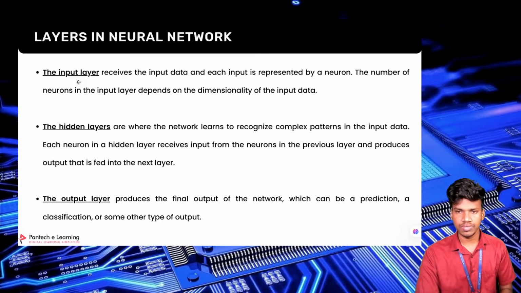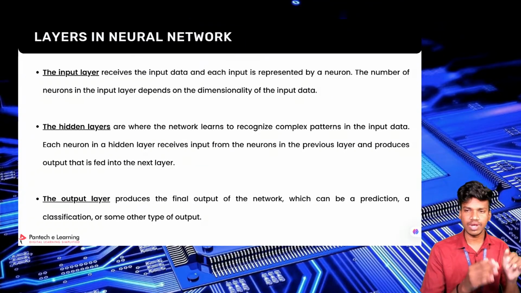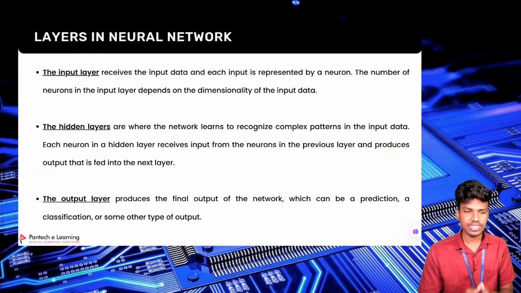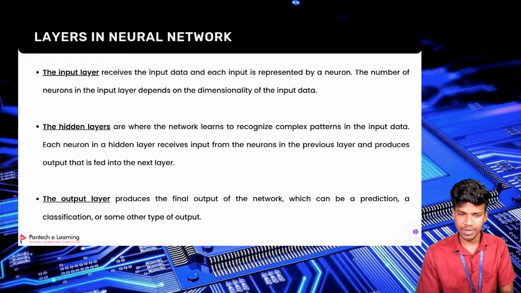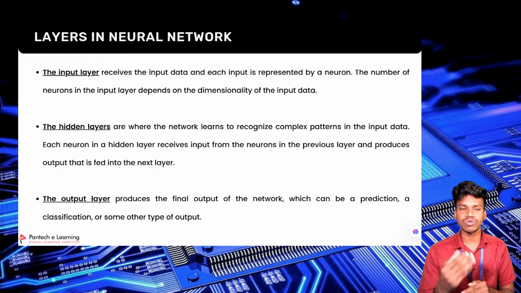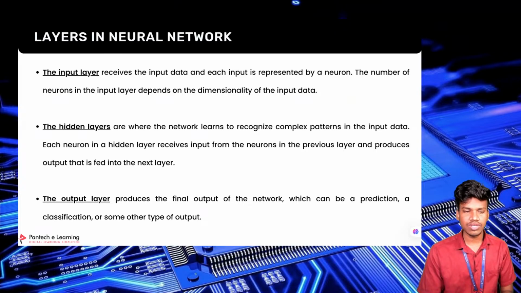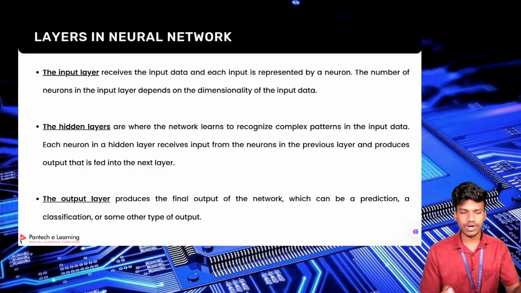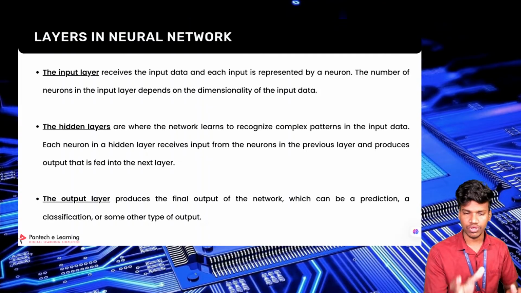Okay, and next one, layers in a neural network. So what is the exact work of the input, output and hidden layers? First, the input layer receives the input. Each input is represented by a neuron, and the number of neurons in the input layer depends on the dimensionality of the input data. The hidden layers learn to recognize the complex patterns of the input data. Based on the neuron count and neuron weights, it recognizes what kind of things are present in each neuron.